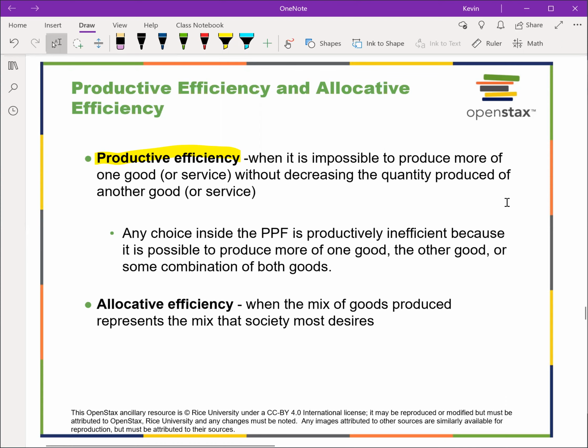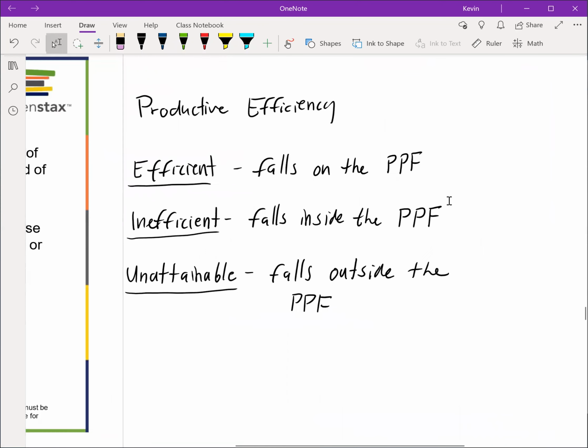Now, with productive efficiency, there are three types of points that we can have with our PPF. The first will be those points that fall on the production possibility frontier, and those will be considered productively efficient. The next type is those that fall inside of the PPF, and those points will be inefficient. With these points inside the PPF, we have our 20 folks in the classroom, maybe 10 of them working, and the other 10 just get to relax, take it easy. We have 10 people that we could have working, and this point would be considered inefficient because we have those resources not being used.